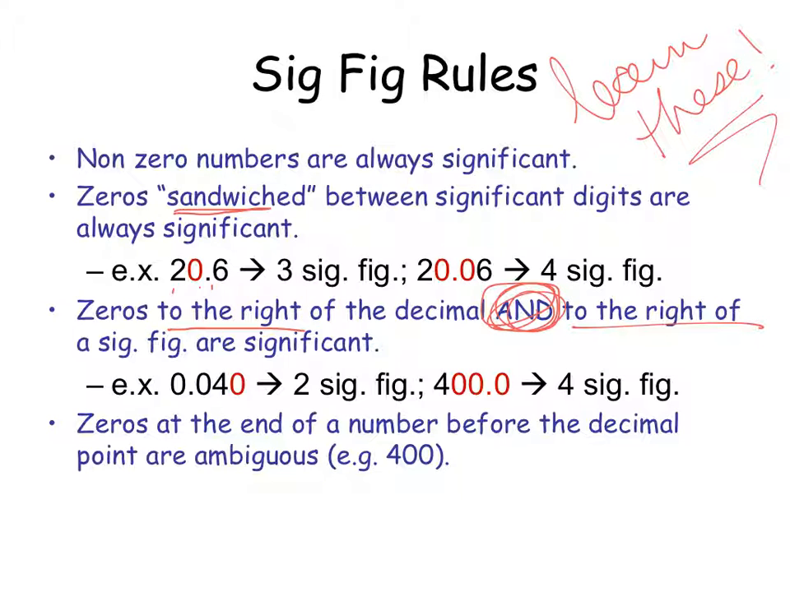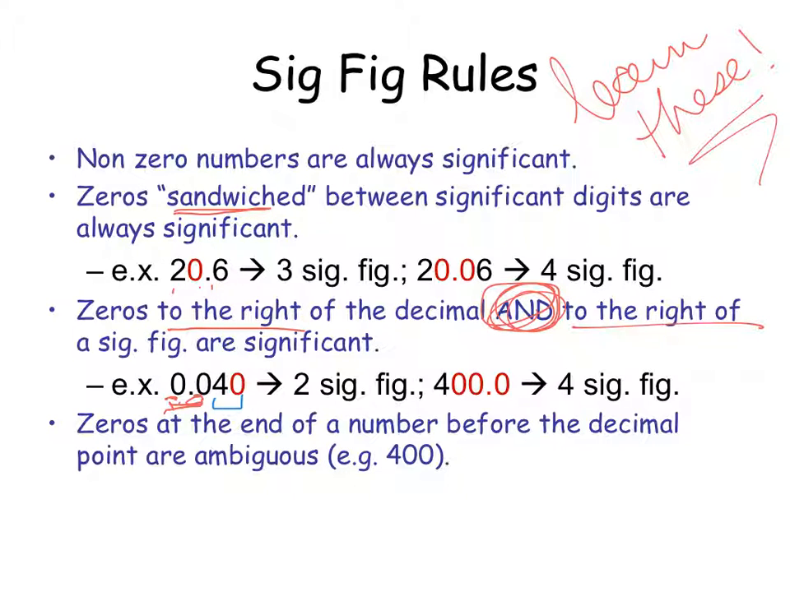So notice here, if we look at this number, 0.040, these first 2 leading zeros, they're not sandwiched between anything. This one's not to the right of the decimal. This one is to the right of the decimal, but it's not to the right of anything significant. So they are not counted in our significant figure rule. So this number, 0.040, has only two significant figures: the 4, because it's non-zero, and then the final 0, because it's to the right of the decimal and to the right of the 4.